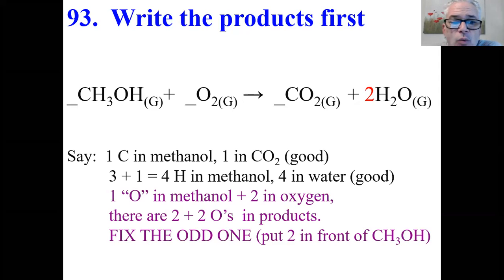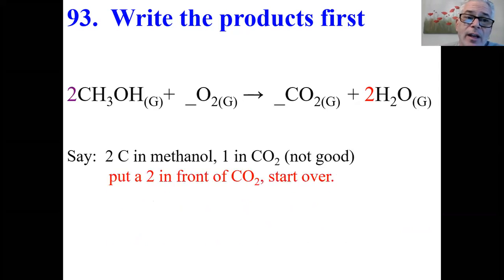Good. There's 1 oxygen in the methanol plus 2 more in the oxygen. So there's 3 oxygens on the reactant side. But we have 2 oxygens plus 2 oxygens in the product. 3 in the reactant, 4 in the product. Odd and even. It's the odd one that's broken. Now, in the reactant side, we have 1 oxygen in methanol and 2 oxygens in oxygen. The odd one is the methanol. So we have to put a 2 in front of the methanol, and now we have to start over again.